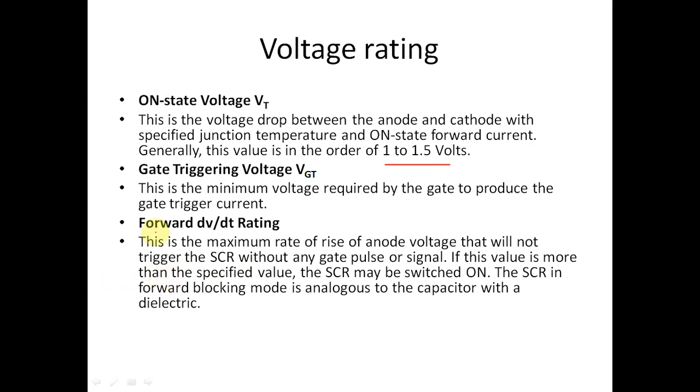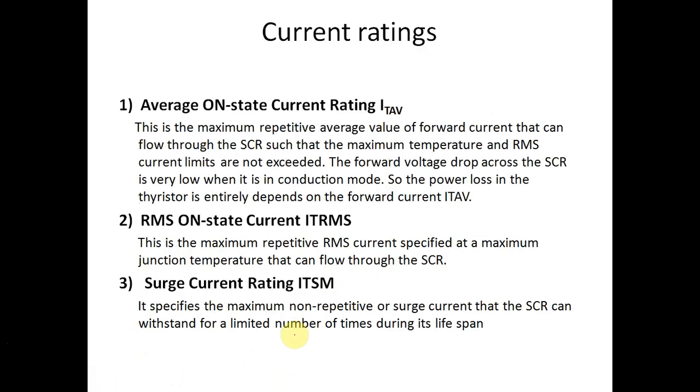Now third voltage rating is the forward dV by dt rating. This is the maximum rate of rise of anode voltage that will not trigger the SCR without any gate pulse or signal. If this value is more than the specified value, then the SCR may be switched on. The SCR in forward blocking mode is analogous to a capacitor with a dielectric. By applying forward dV by dt rating, the SCR will work in conduction mode and acts as a closed switch.